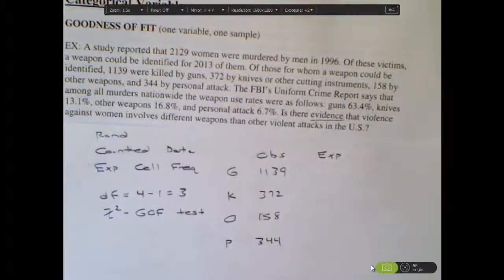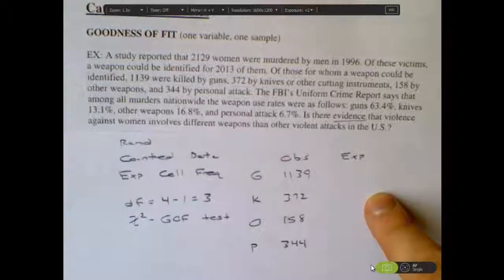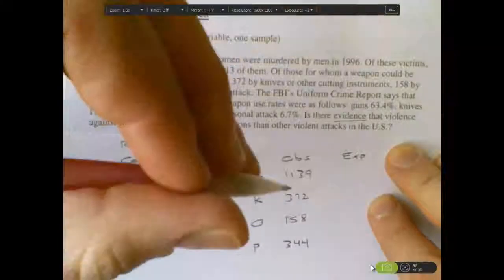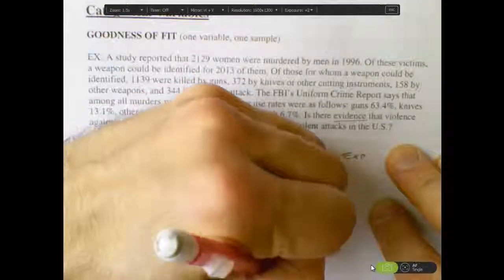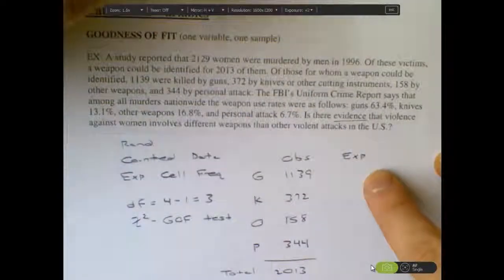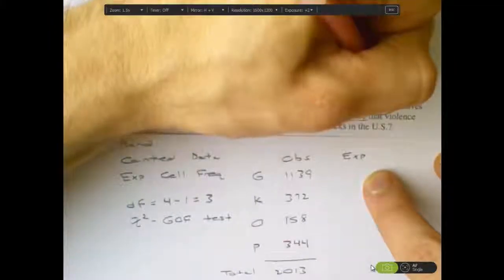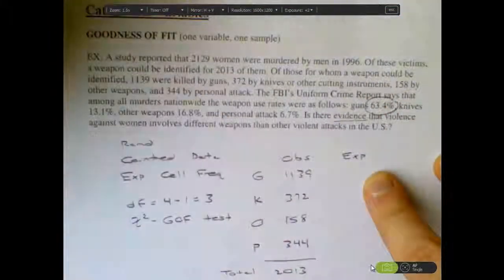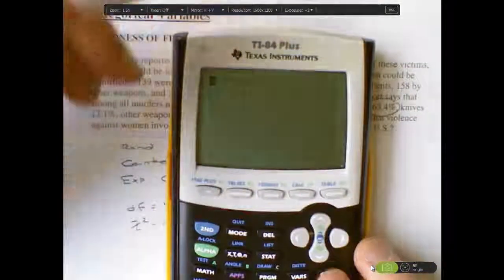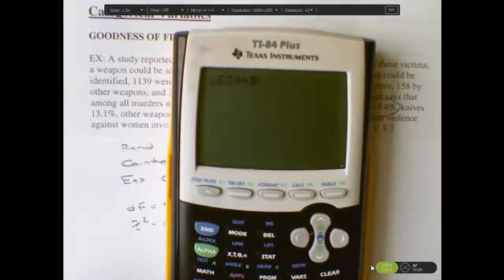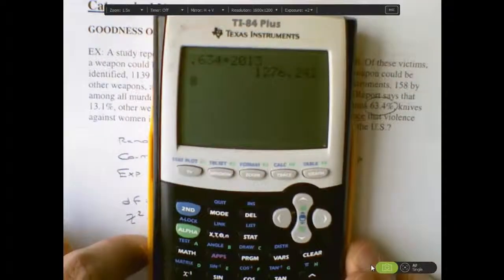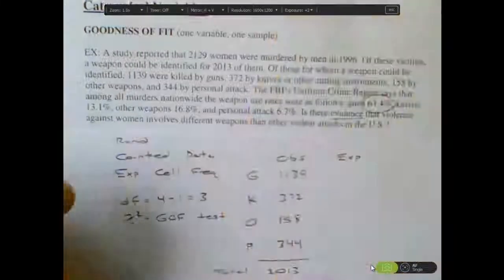So I want to figure out what the total is, and they tell me in the stem of the problem. There was a weapon identified in 2013 of them, so 2013 is my total. So I expect 63.4% of 2013 to be killed with guns. So 0.634 times 2013 is 1276.242.